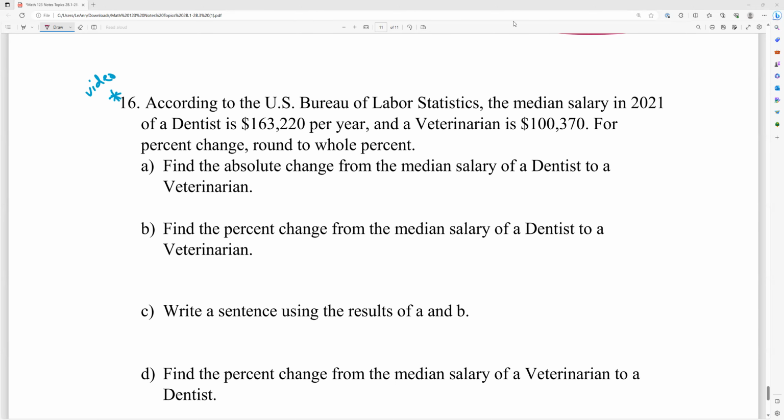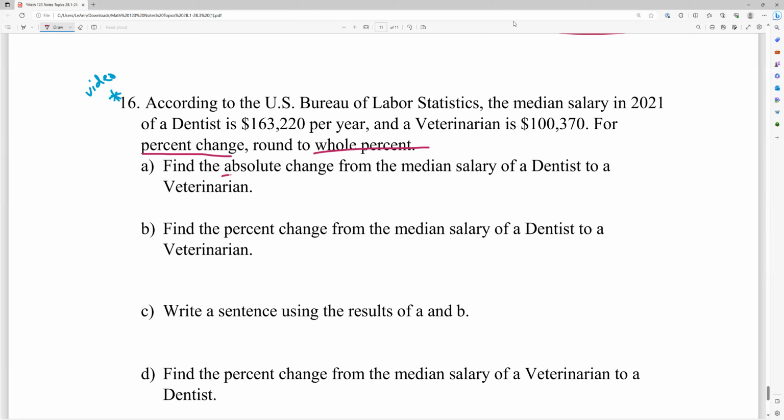All right, this is that last example from section 2B.3. Just wanted to make sure we looked at one where we had to write some sentences. So this says, according to the U.S. Bureau of Labor Statistics, the median salary in 2021 of a dentist is $163,220 per year, and a veterinarian is $100,370. For percent change, round to a whole percent. So for any percent change we find, we need to round to the whole percent.